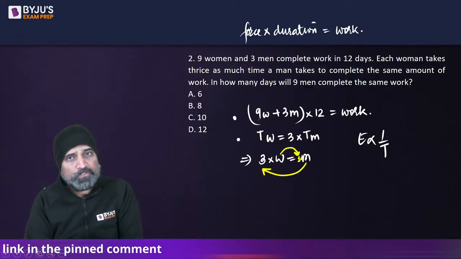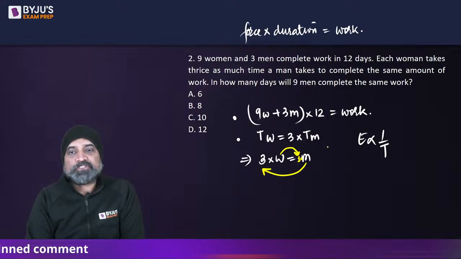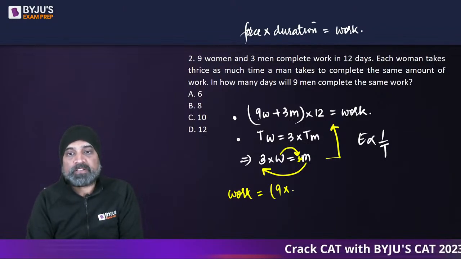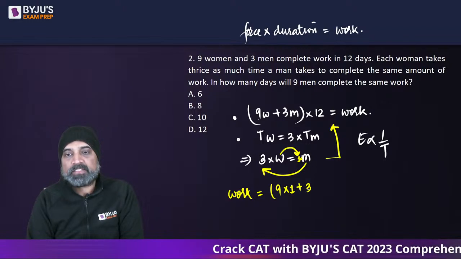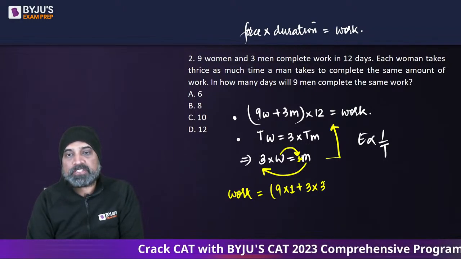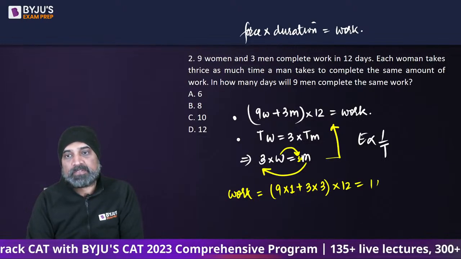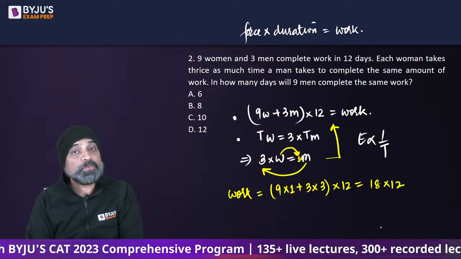They interchange their coefficients. Once we get the efficiencies, we can put it back here and we will get the total work is equal to 9 into efficiency of a woman, which is 1, and then 3 into efficiency of a man, which is 3, into 12. So this turns out to be 9 plus 9, which is 18 into 12. This is the total work.